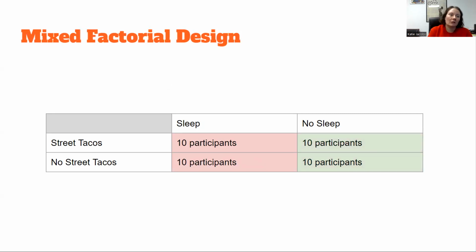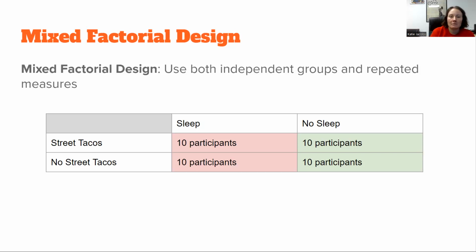The last one that we have in this relatively short unit was the mixed factorial design. This is where you use both independent groups and repeated measures design within the same study. So in here we see that we use a within group design, or repeated measures design, for street tacos versus no street tacos. We see that 10 participants in the sleep condition get street tacos one time, and then those same 10 participants get no street tacos the other time.